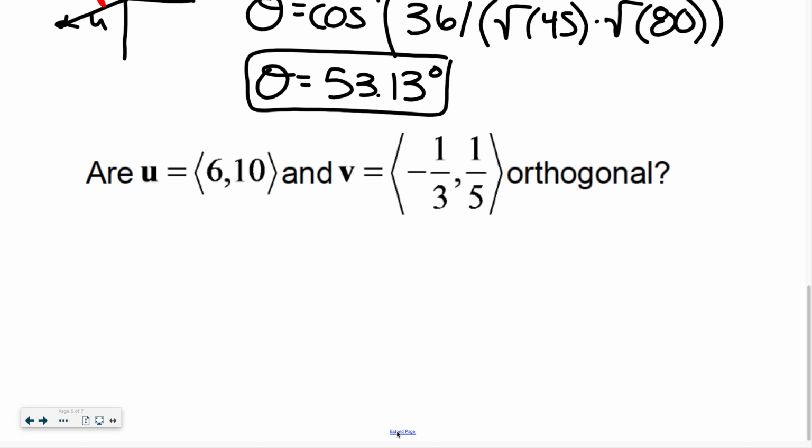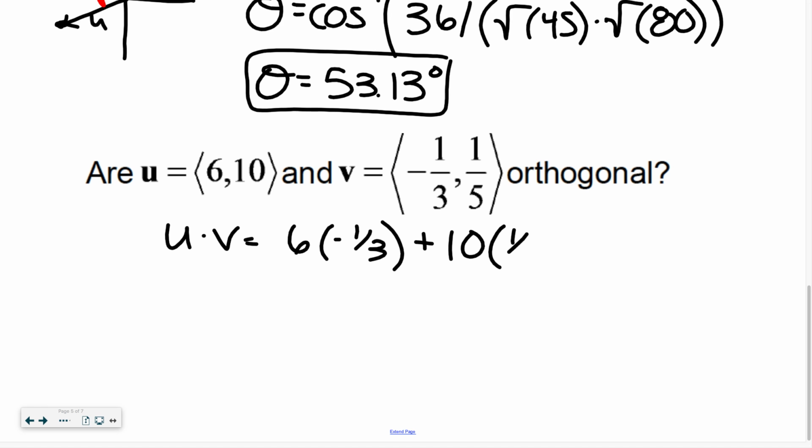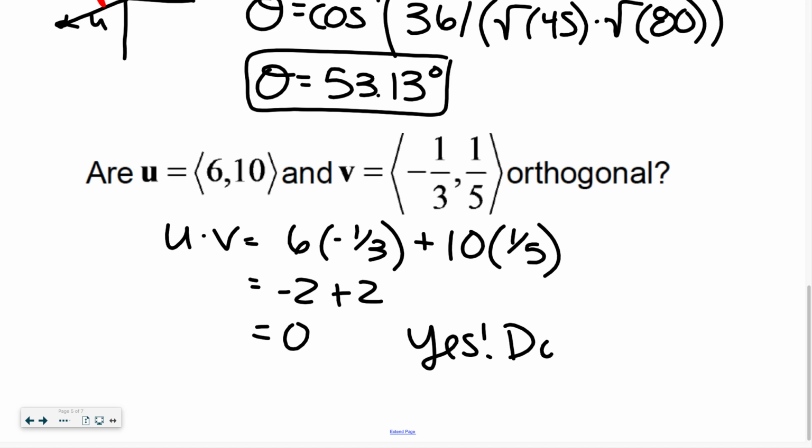Evan? Dot product. Those two vectors will only be orthogonal if what? If the dot product is 0. So it's like, is the dot product 0? Yes, they are orthogonal. Is the dot product not 0? No, they are not orthogonal. So I'm just going to do U dot V. That's when I take the horizontal components, multiply them, add the vertical components, multiply. That's negative 2 plus 2 equals 0. Are they orthogonal? Yes. Dot product equals 0.